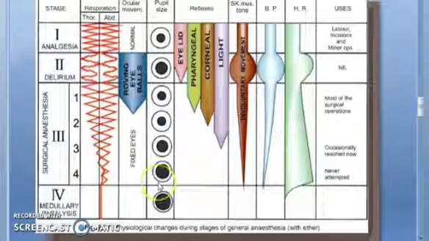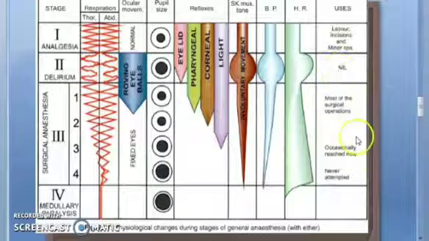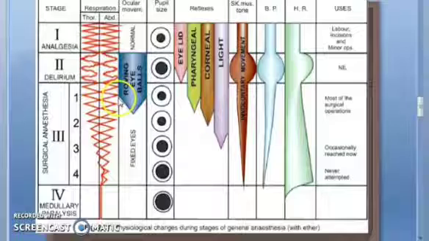Plane 4 has intercostal paralysis, shallow abdominal respiration and a dilated pupil. You can see the pupil is dilated here. So what are the uses of all this? In the delirium stage, it's not used for anything, but surgical operations are done in surgical anesthesia. Stage 1, stage 2 looks like they have written as surgical operations.